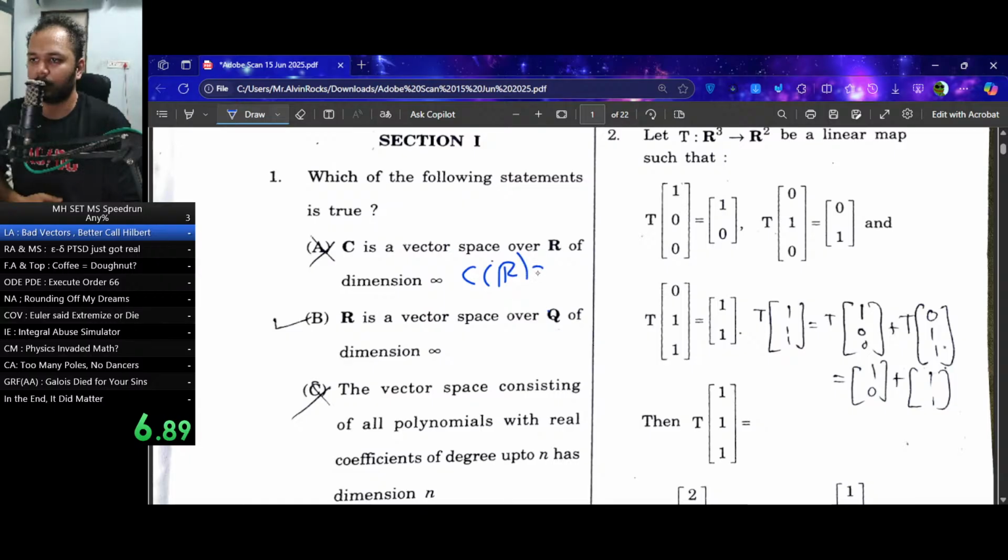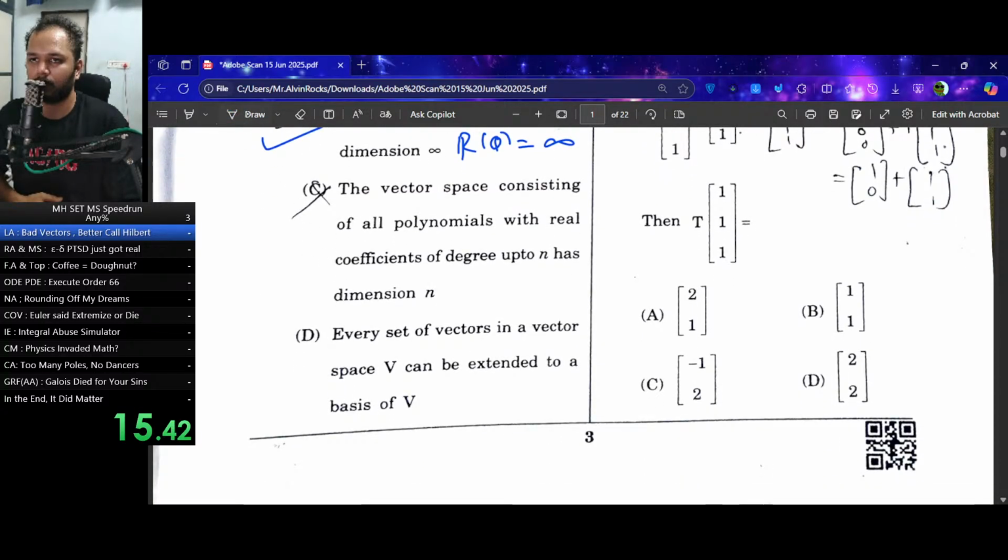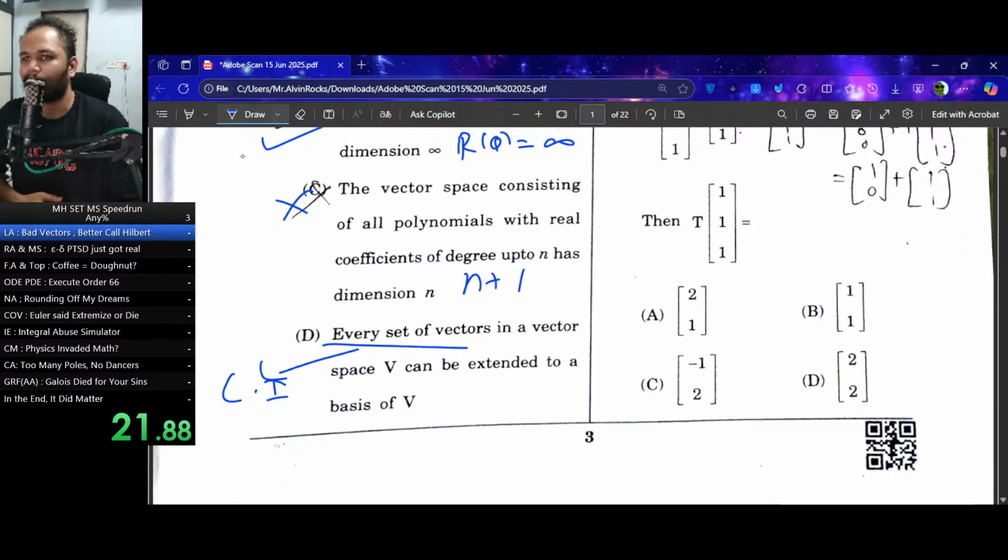P2 over R is 2. So therefore wrong. Yeah, R over Q is infinity. So that is correct. N plus 1 reset means Li must be there.